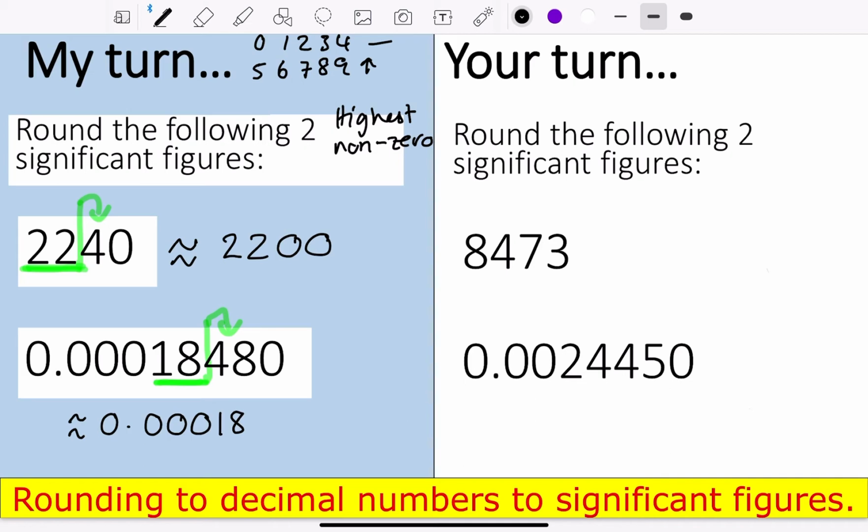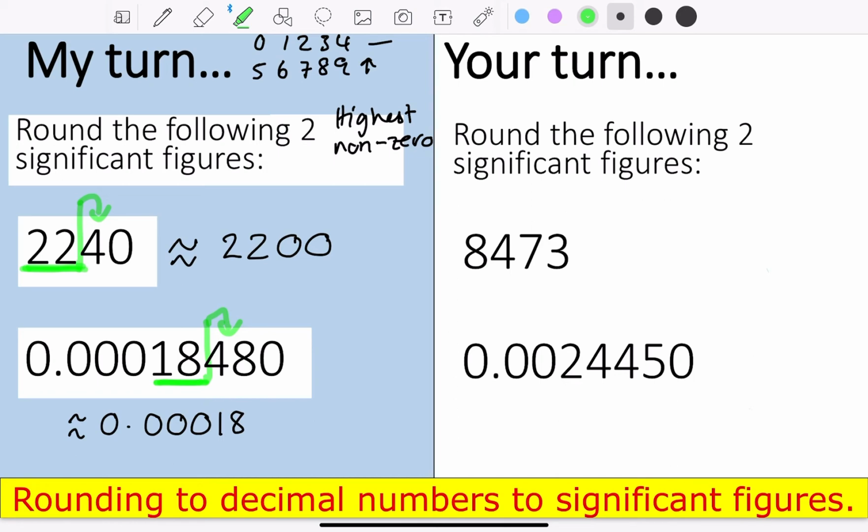So pause the video here and have a go at your turn questions. Your turn. So once again, two significant figures. So we're going to identify the first two highest place values that are non-zero, and then we're going to be looking at the neighbour to those two numbers.